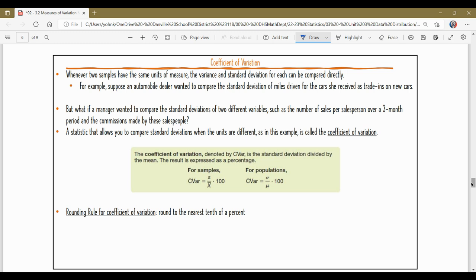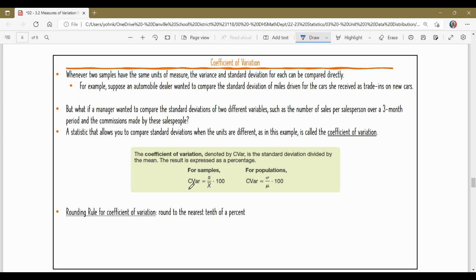But what if a manager wanted to compare the standard deviations of two different variables, such as the number of sales per month over a 3 month period and the commissions made by the salespeople? Well, those aren't the same. And so, a statistic that allows you to compare standard deviations when the units are different is called the coefficient of variation. This coefficient of variation is a percentage that tells you how variable or how different the values are when you compare the standard deviation to the mean.